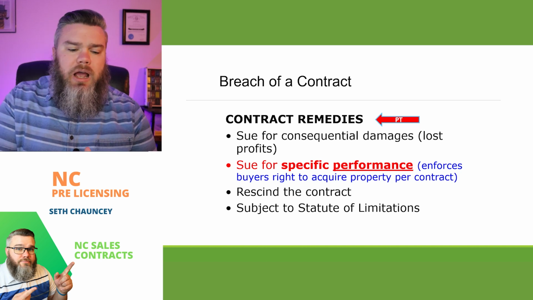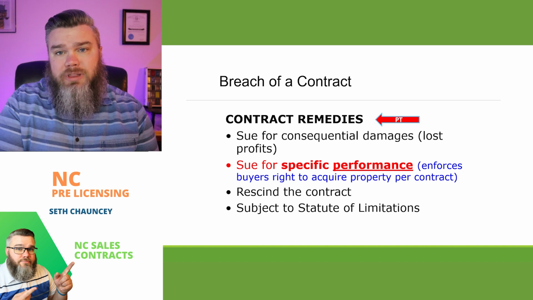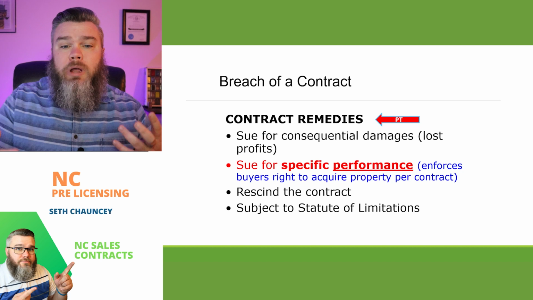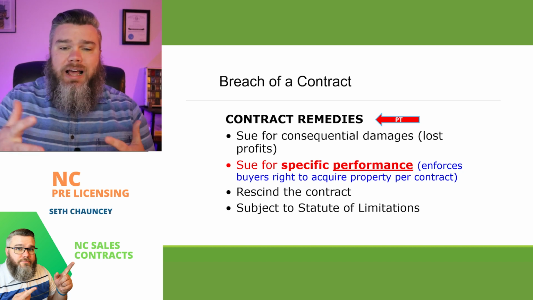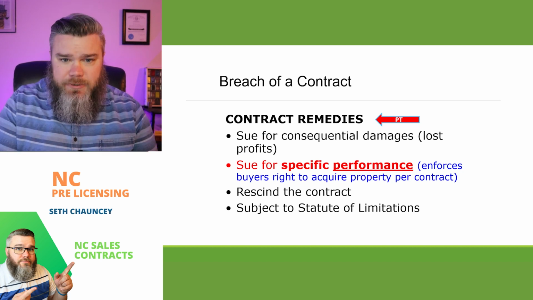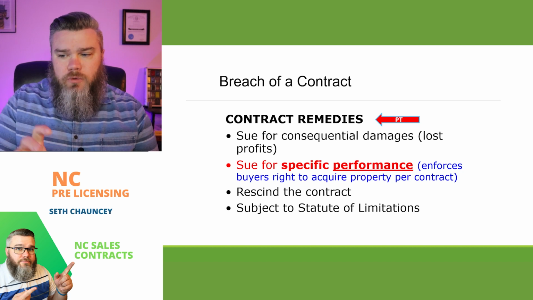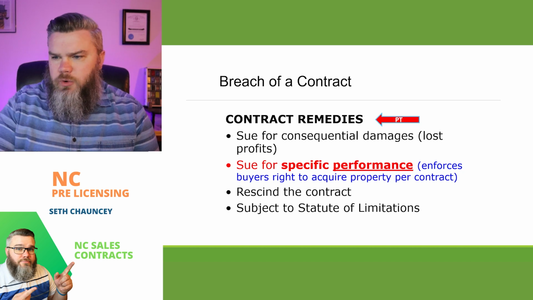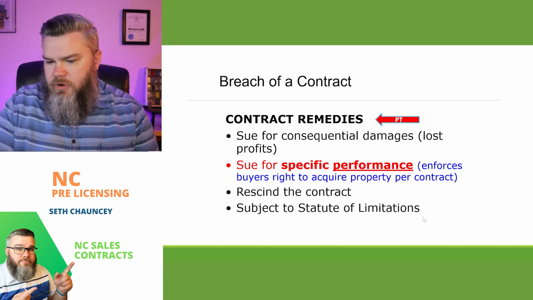So if we have somebody who does not perform what they said they were going to do, a couple different types of remedies exist. There is, as I said last week, monetary remedies. There is also non-monetary remedies. So the consequential damages, I think we had compensatory on the last slide. Let me go back and make sure we already covered compensatory.